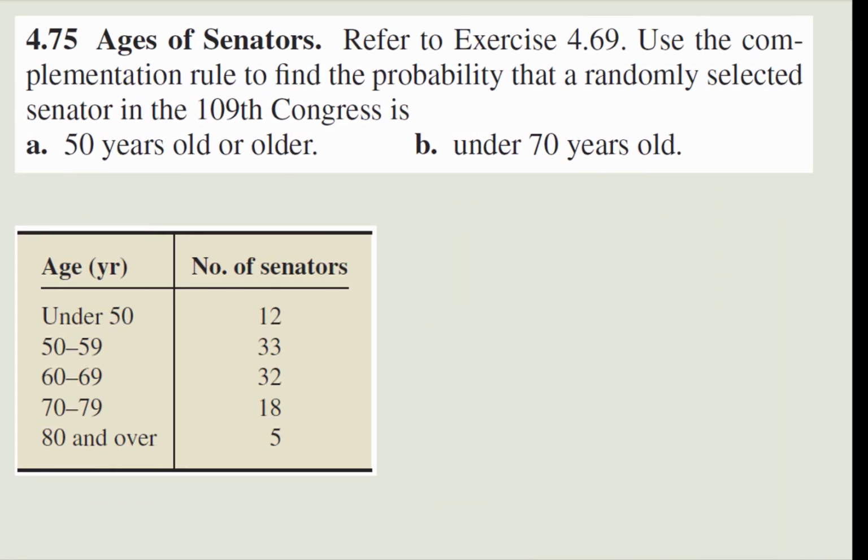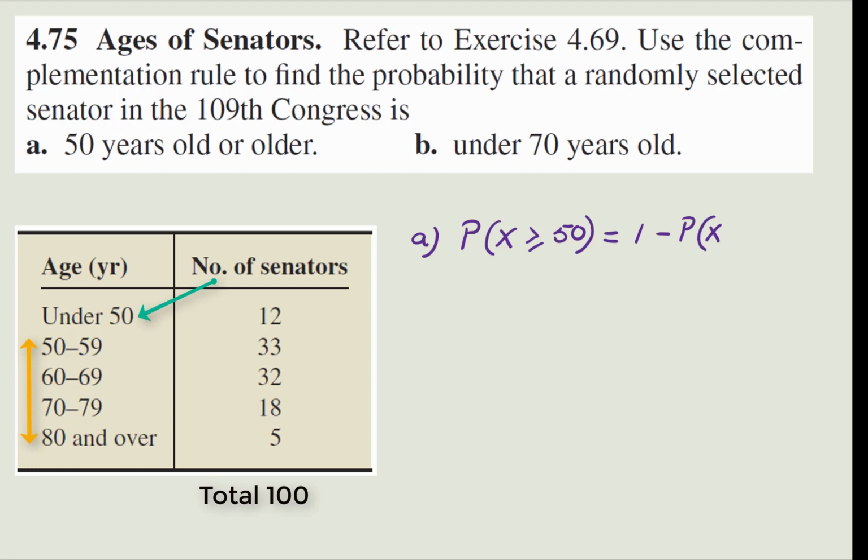Use the complementation rule to find the probability that a randomly selected senator is 50 years old or older. Now, we have in total 100 senators in the Senate. The probability that a senator is 50 years old or older is equal to 1 minus the probability that X is strictly less than 50. The probability that X is under 50.